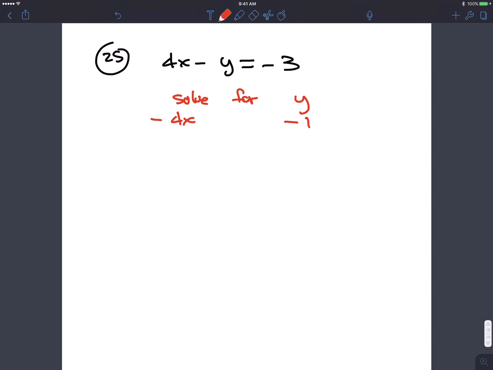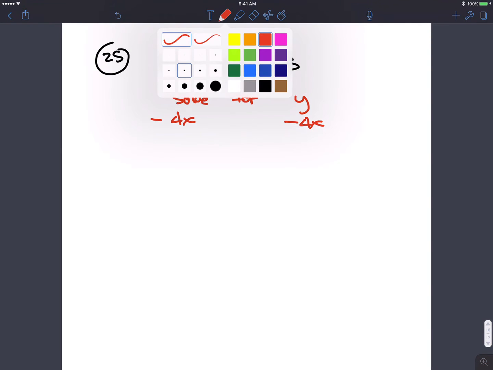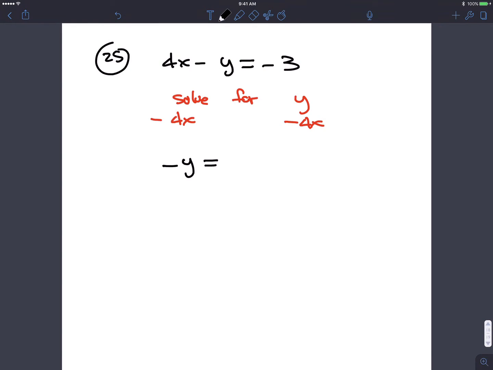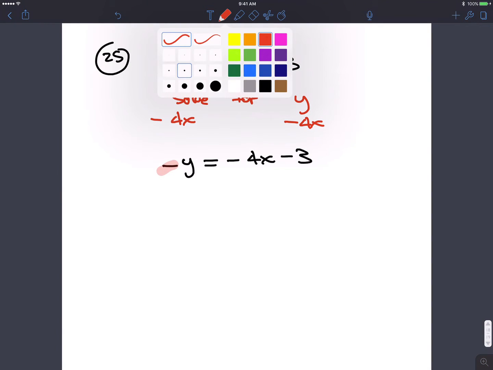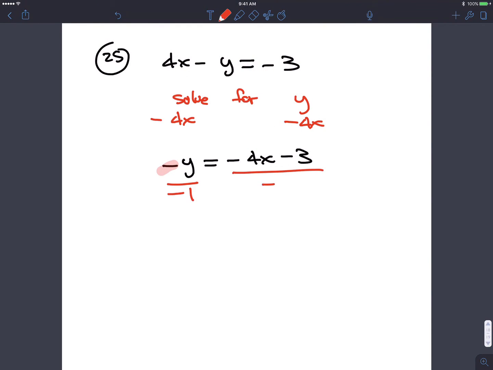Subtract your 4x from both sides. Negative y is negative 4x minus 3. Now remember, there's a negative 1 multiplied to y, right? So we're going to divide both sides by negative 1 to get cancellation. You get y is negative 4x divided by negative 1, plus a negative 3 divided by a negative 1. I could write subtraction as addition of a negative.